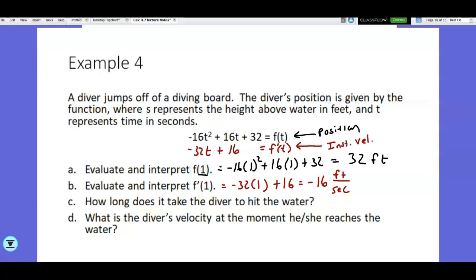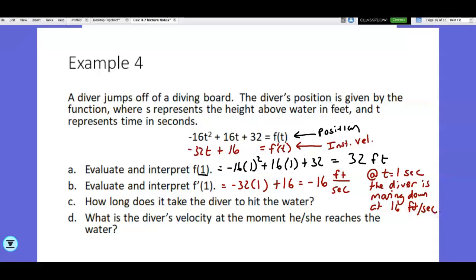So the diver is being pulled down to the earth at a rate of negative 16 feet per second at t equals 1. So I think we should write that down there. So let's do that. At t equals 1 second, the diver is moving down. Why down? Because it's a negative 16. At 16 feet per second.